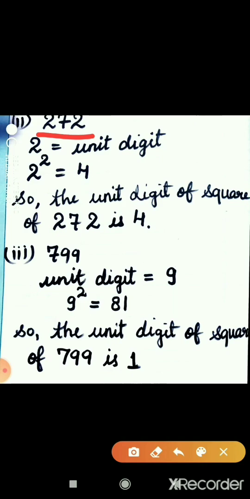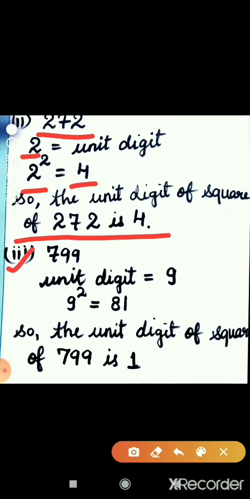272. Unit digit of 272 is 2. Square of 2 is equal to 4. So the unit digit of square of 272 is 4.